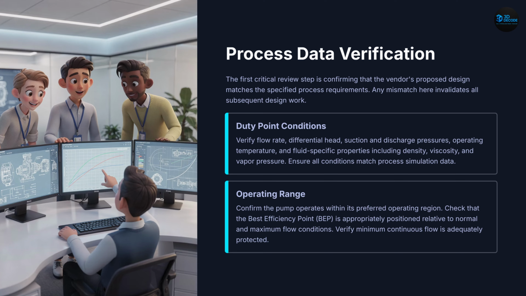Slide 5. Operating range check. Ensure the pump operates within preferred operating region. Duty point should be close to BEP, minimum flow and maximum flow must be safe.